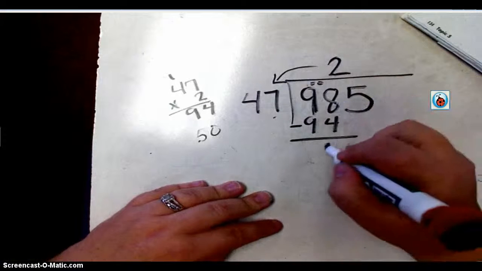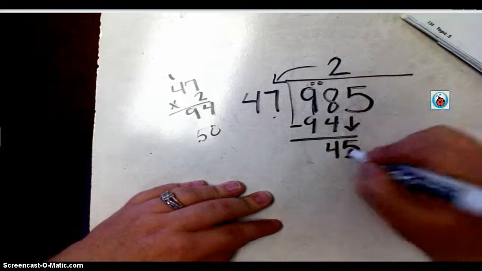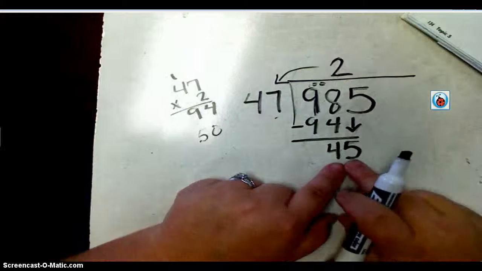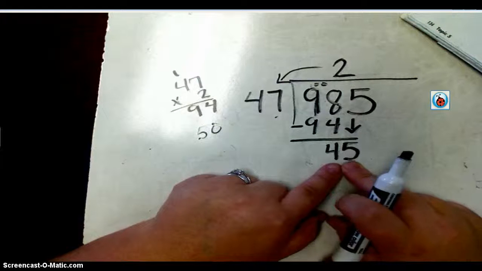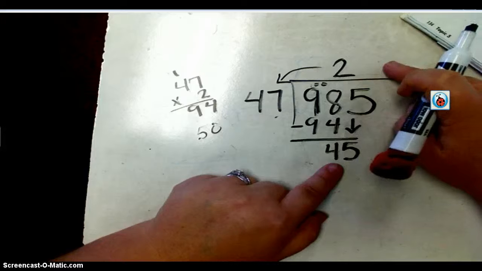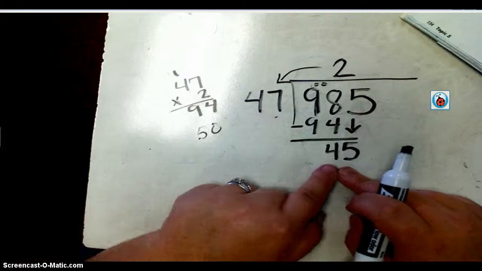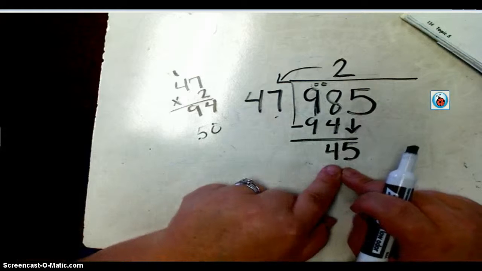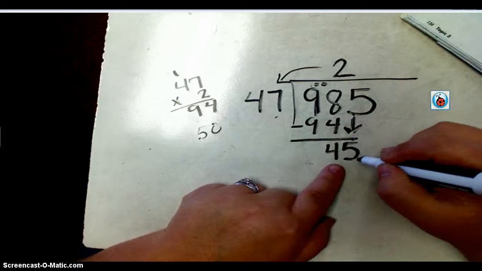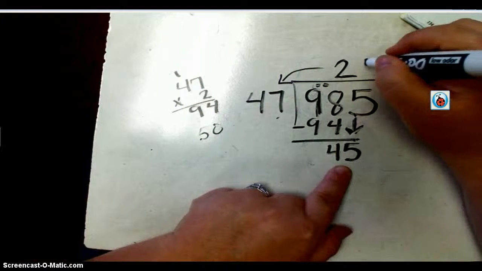8 minus 4 is 4. 9 minus 9 is 0. Bring down my 5. Okay? Now I have to figure out how many times does 47 go into 45. This one is a little bit tricky. We've talked about zeros in our quotients in previous lessons. So this is another one where, yes, 47 is more than 45, but I just brought this 5 down, so I still have to ask myself, how many times will 47 go into 45? It goes in there 0 times.